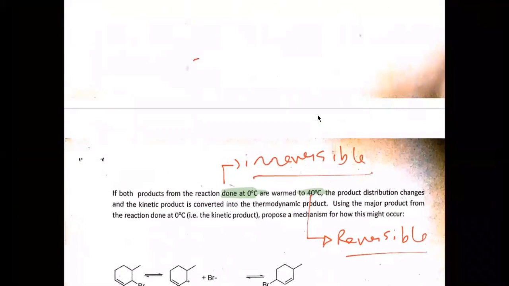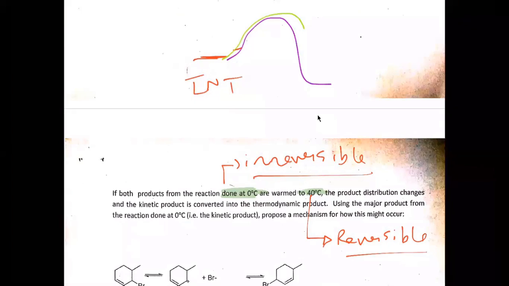So this is my intermediate. And then at low temperature, I'm going to go here. And then at a higher temperature, I'll go here. So this is product 2, and then the top one will be product 1. Which product is more stable?